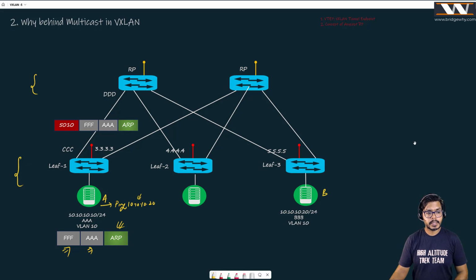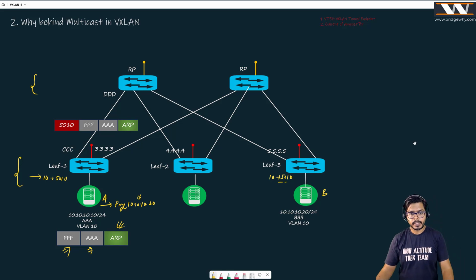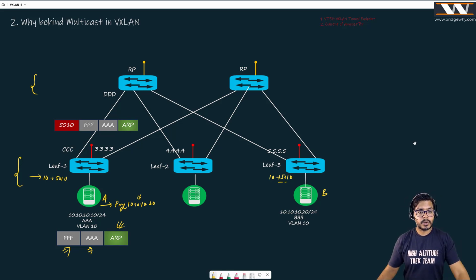And what I'm doing here is I have configured this leaf 1 so that your VLAN 10 means VNI 5010. On leaf 2, maybe this VLAN is not there at all. Suppose on leaf 3, we have VLAN number 10 and 5010, and a host is there, right? Now you all know what is going to happen next.